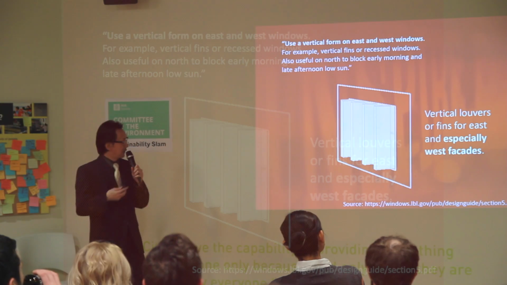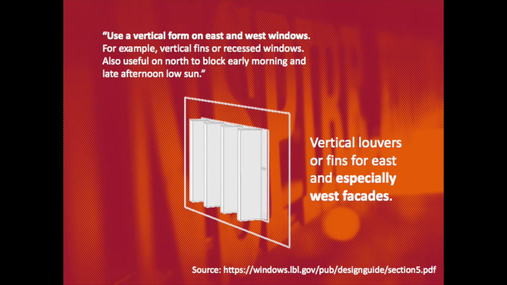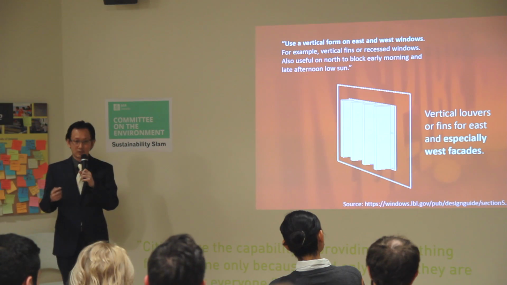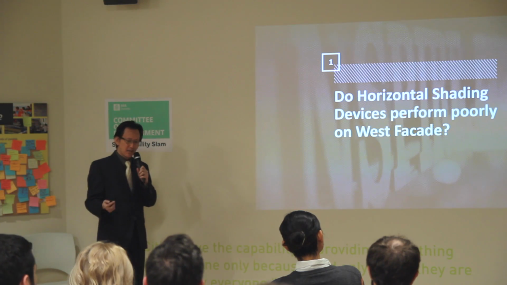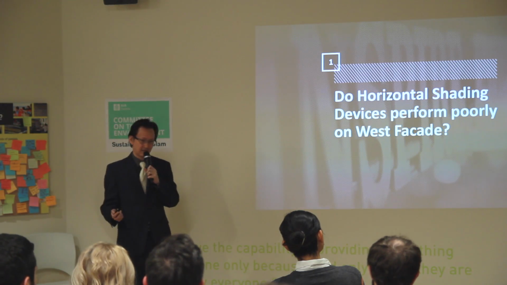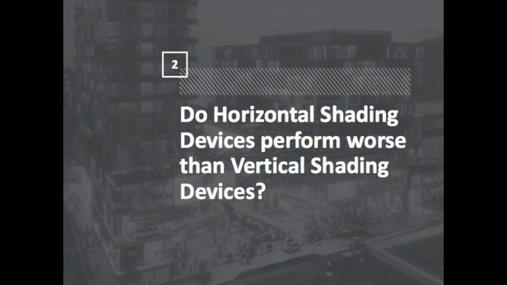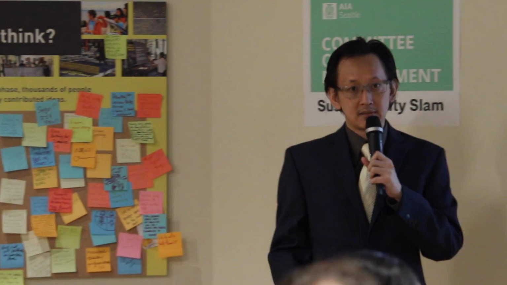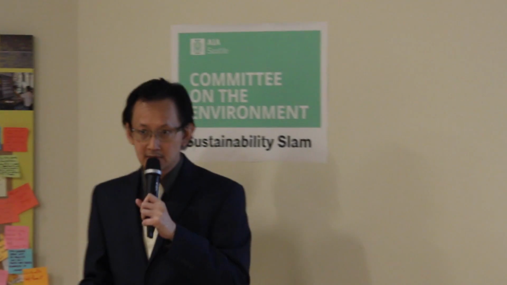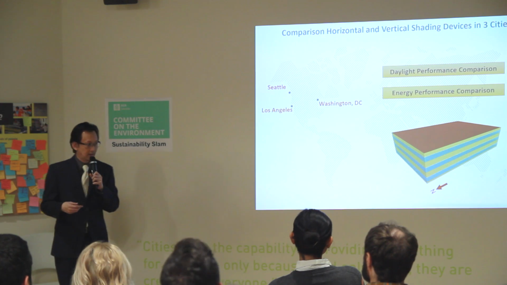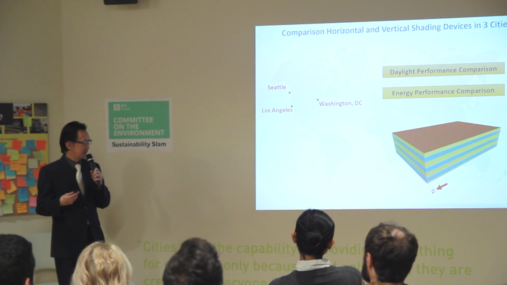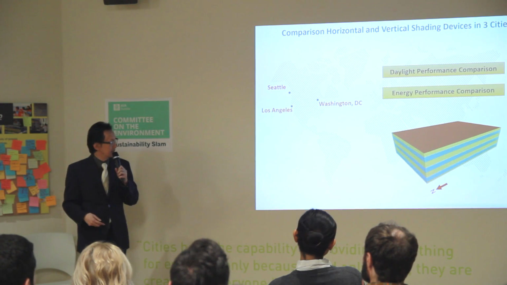So, for example, this one is from LDL or any other resource. This is what we found. So what happens with a horizontal shading device on the west facade? Does it really perform poorly, or does it perform worse than a regular vertical shading device? So I did some research on that. It's a combination of my experience, and I try to apply it in this research.